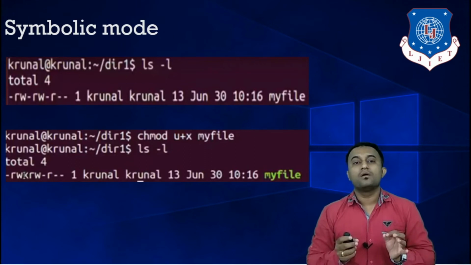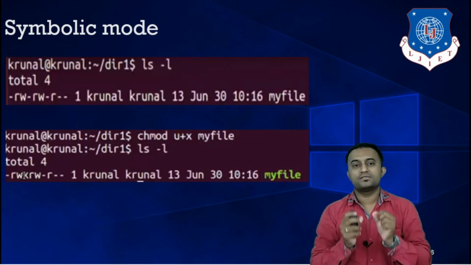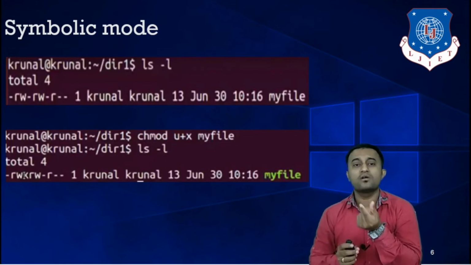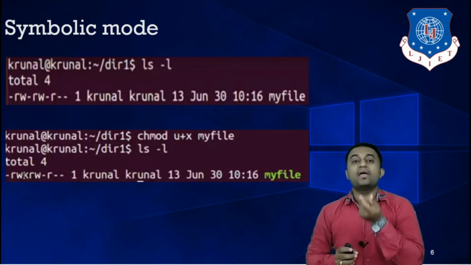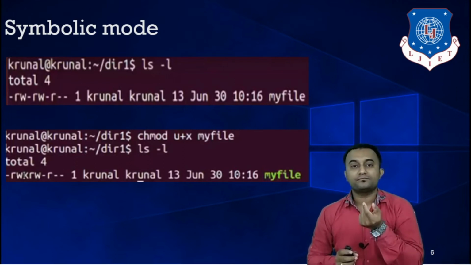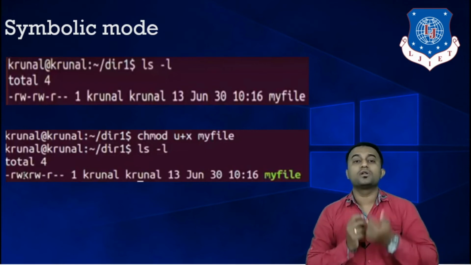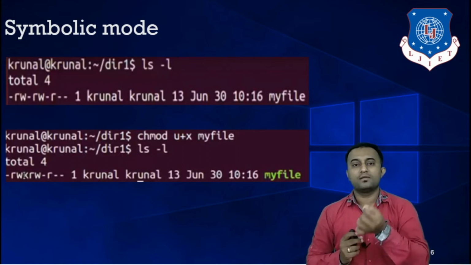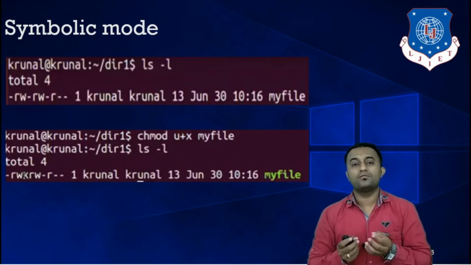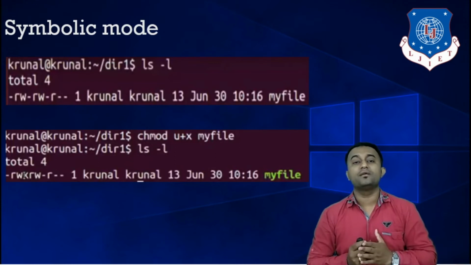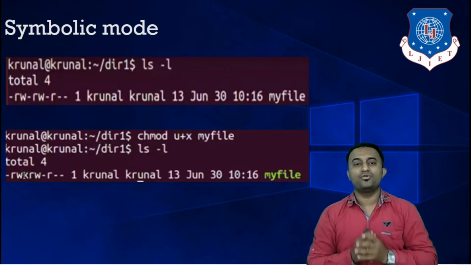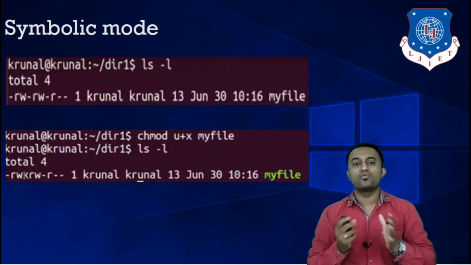x is the executable, or execute permission. So chmod space u plus x. The interpretation of u plus x is that I need to add execute permission in the user group, and the last part is the particular file on which you need to change the file permission, my file. So this is the syntax that you need to remember as far as symbolic mode is concerned.